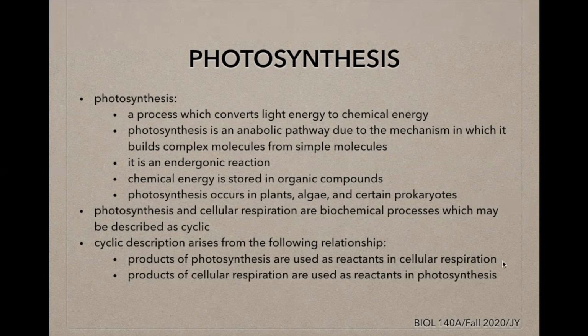Photosynthesis and cell respiration are sometimes described as having a cyclic relationship. Plant cells and animal cells are constantly undergoing their respective processes, and these processes don't occur one after the other, they actually occur simultaneously. So this cyclic description arises from the following relationship. Products of photosynthesis are used as reactants in cell respiration. And likewise, products of cell respiration are used as reactants in photosynthesis. These processes work simultaneously, that's why they are referred to as being cyclic.